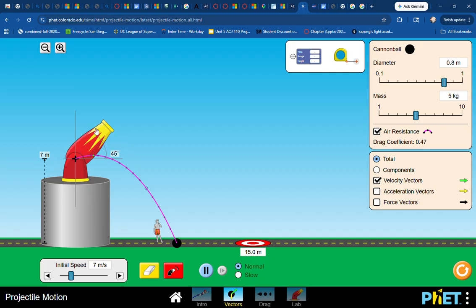Now, we're going to do 45 degrees. Wow. At 45 degrees, the projectile had both horizontal and vertical motion, and it was also balanced. So the horizontal and vertical components were balanced. And at this angle, the projectile had the longest range. And now we're going to do 70 degrees.